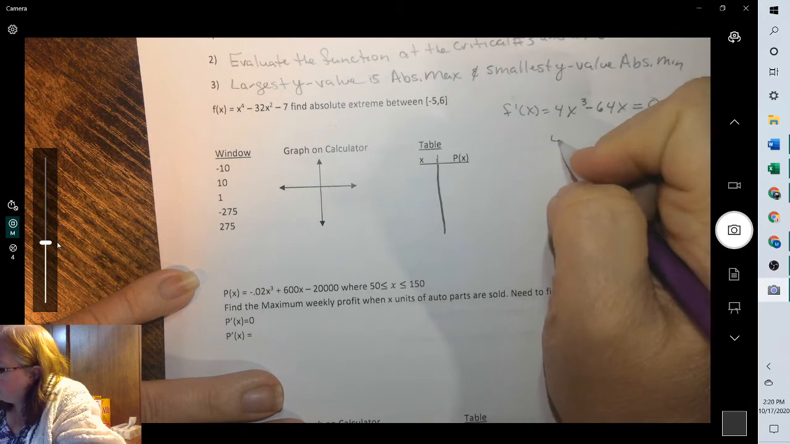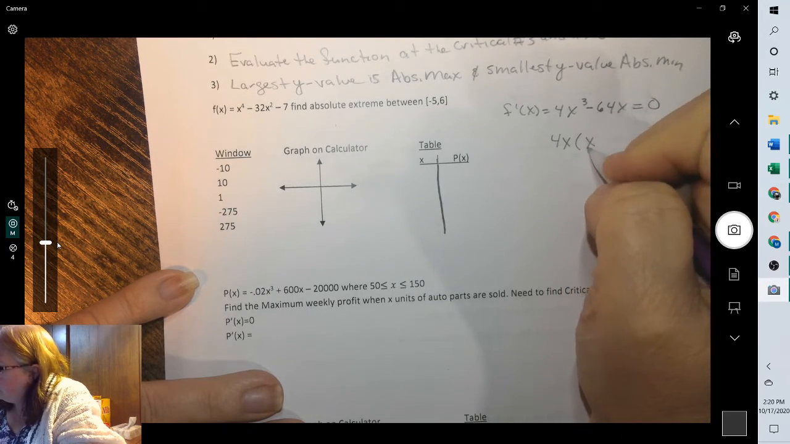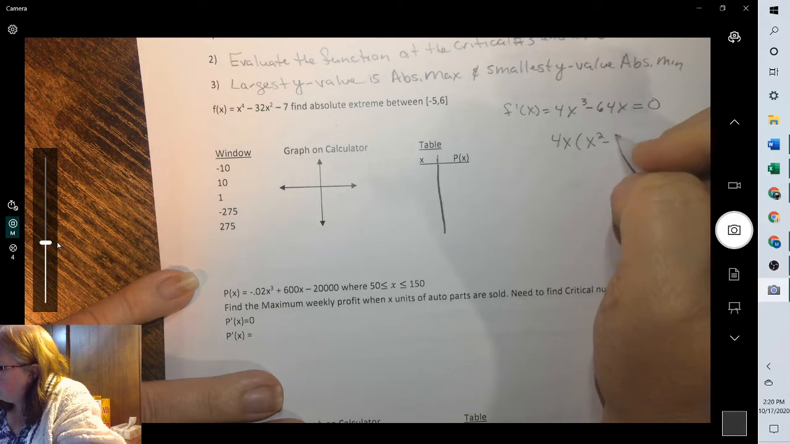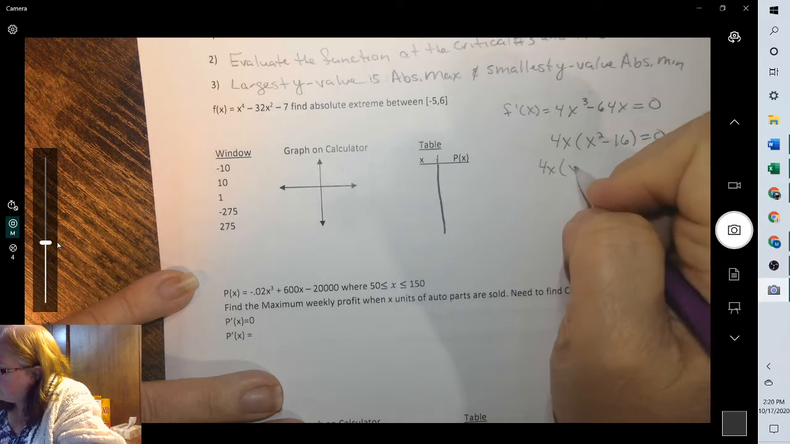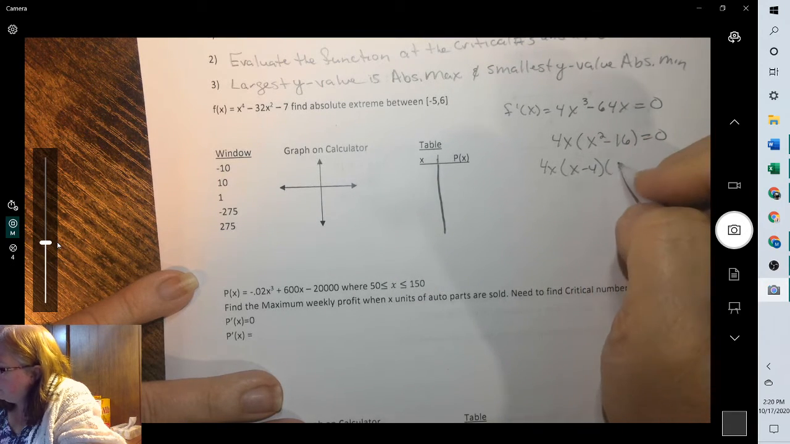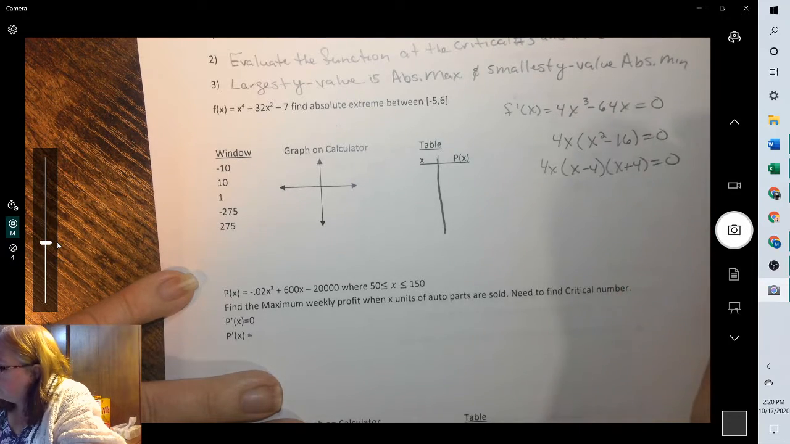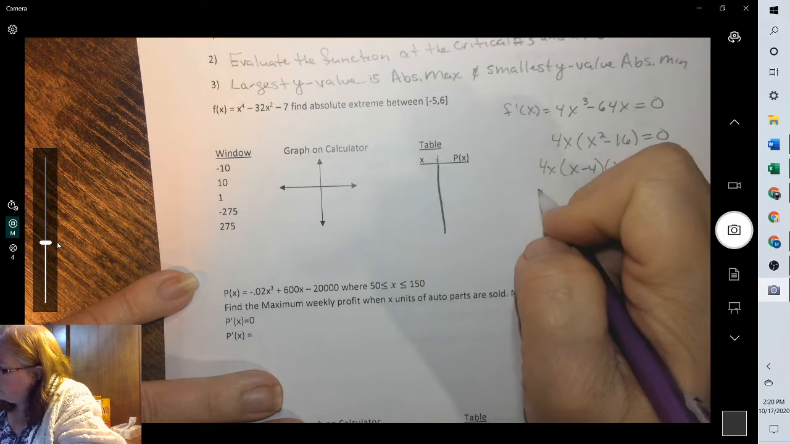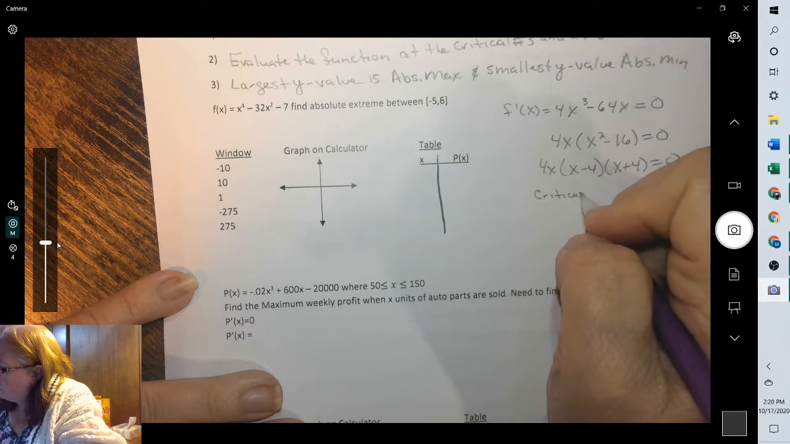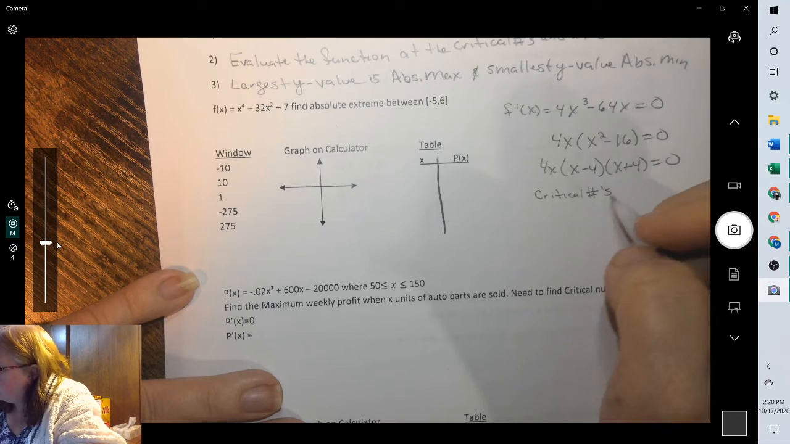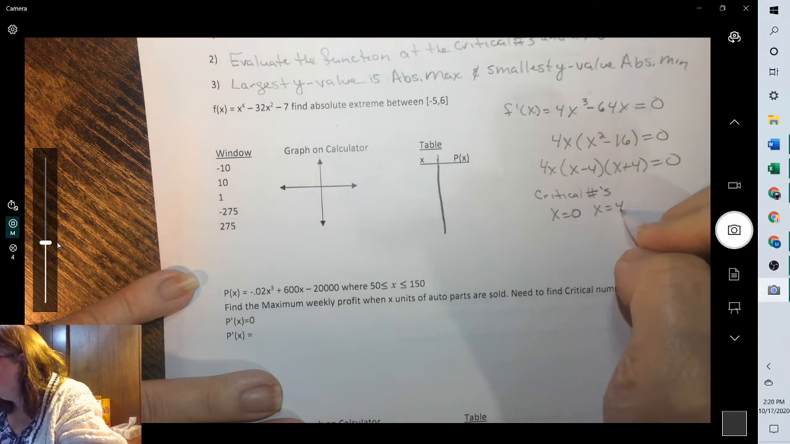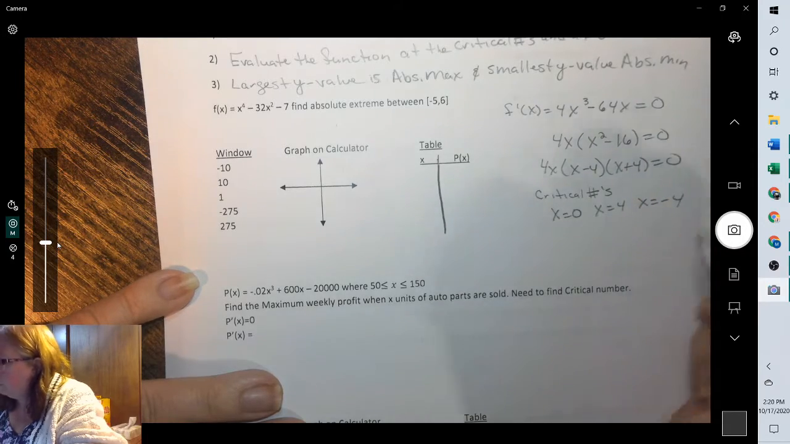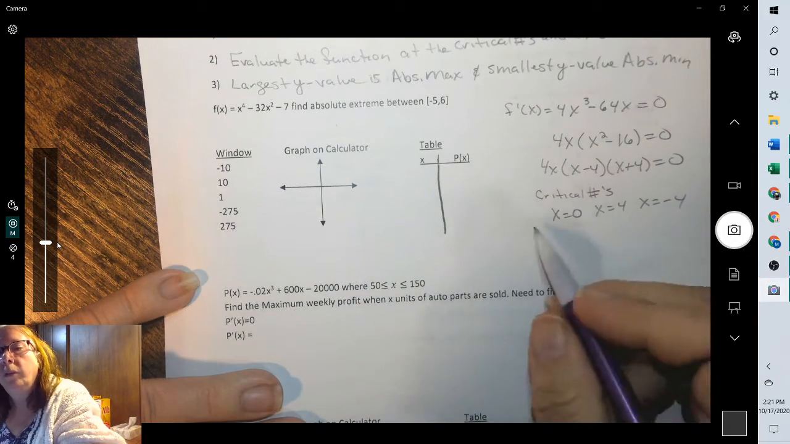Notice we can factor a 4x out, and we're left with x squared minus 16. And x squared minus 16 is the difference of squares. So set each of these equal to 0. Our critical numbers are x equals 0, x equals 4, and x equals -4. So these are critical numbers.